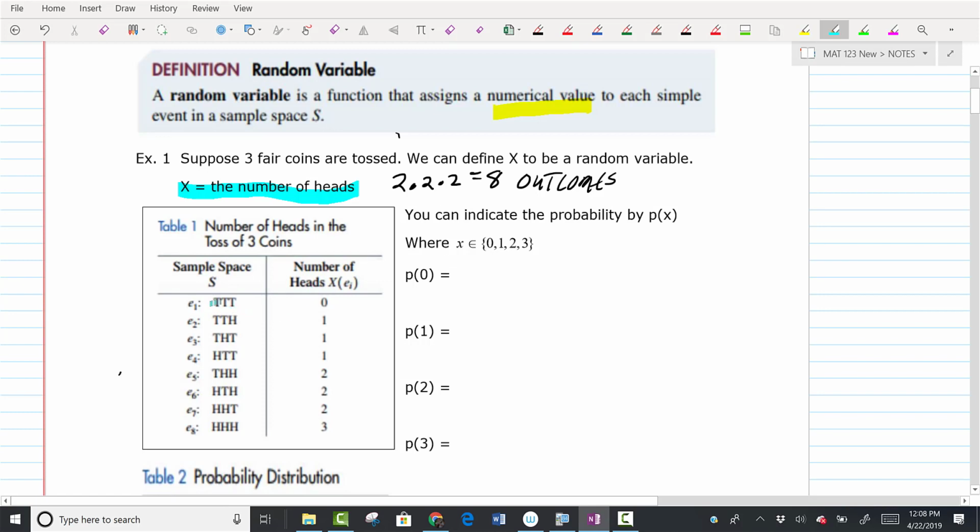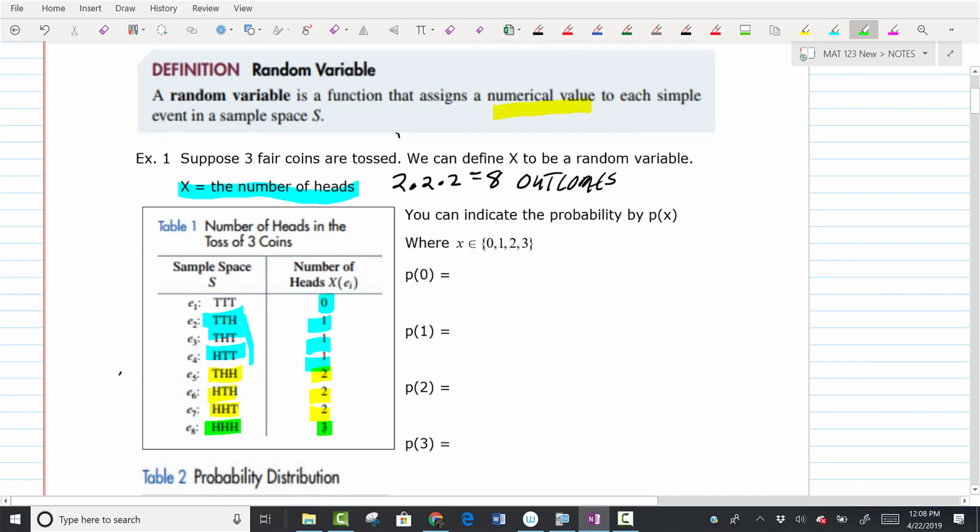So tail, tail, tail would mean you have 0 heads. These 3 right here mean that you have 1 head. So there's just 1 head in those 3. That's how that matches up. And then this one has 2 heads. So there's 3 possibilities that have 2 heads. And then finally, the last one has 3 heads.